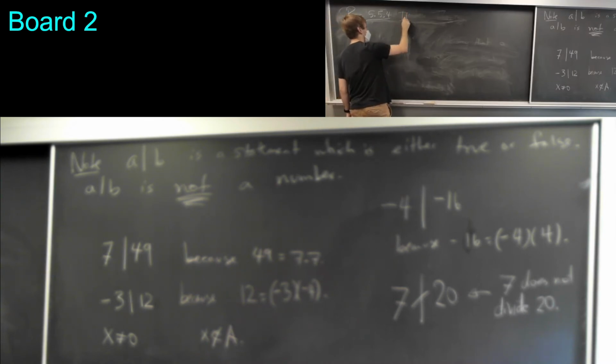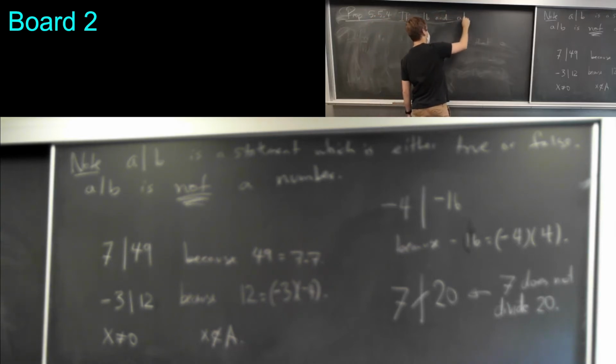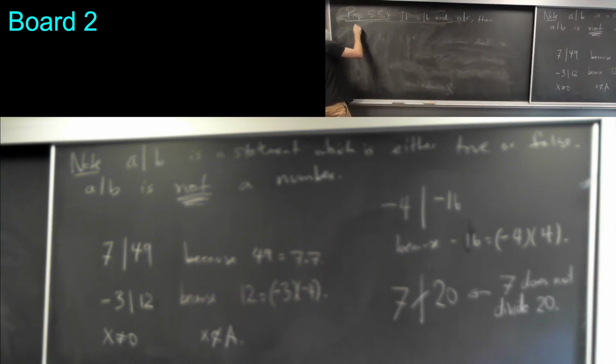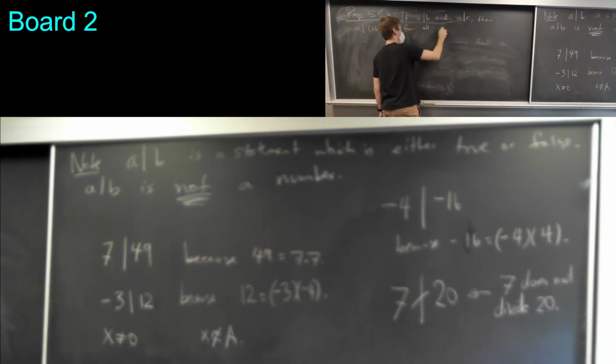If a divides b and a divides c, then a divides the number xb plus yc for all integers x, y. This one's a bit complicated, right? Because there are like five variables going on: a, b, c, and x and y. But yeah, okay.